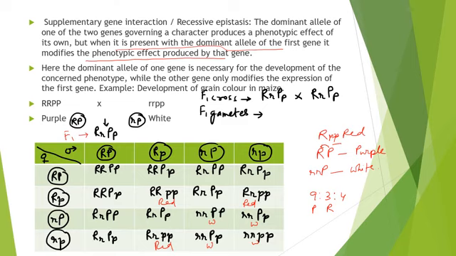So here this is what they are saying, that the dominant allele of the two genes governing produces a phenotypic effect of its own, but when it is present with the dominant allele of the first gene, it modifies the phenotypic effect produced by the gene. So here capital P is modifying capital R. And why do we call it recessive epistasis? You can see here, even though a dominant gene is present, a character of the recessive gene is being expressed. So it is recessive epistasis. Even though the dominant gene, capital P, is present here, the recessive character is being expressed. So this is what we also call recessive epistasis.